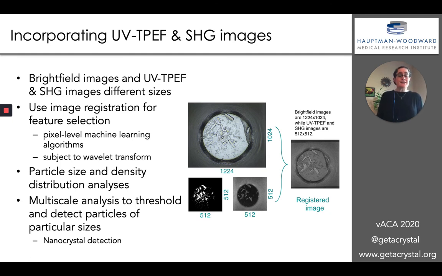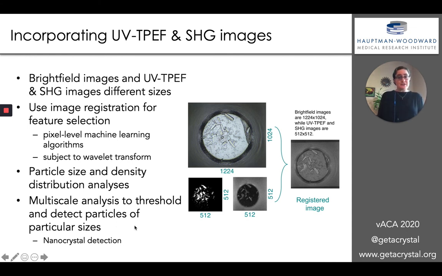So some of the additional things that we're doing to be able to start incorporating UV, TPF, and SHG images into this pipeline are to use different image registration methods. So if we can take our 1224 pixels by 1024 pixels and then 512 by 512 pixels, and we can actually register them so that they're mapped to the same grid, same coordinate system, that then enables us to do pixel level machine learning algorithms and do wavelet transforms on these images.